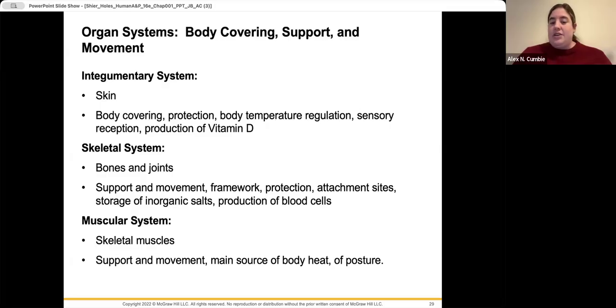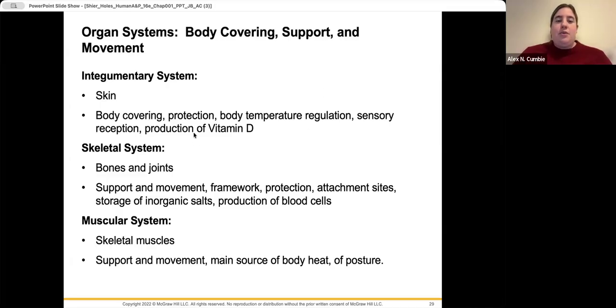You have sweat glands in your skin that when you get overheated, you sweat, right? Which is supposed to evaporate and cool down your skin, cool down your body. Your skin is very useful also for sensory reception. We feel a lot of things through our skin. This could be touch, pressure, pain, those types of things.